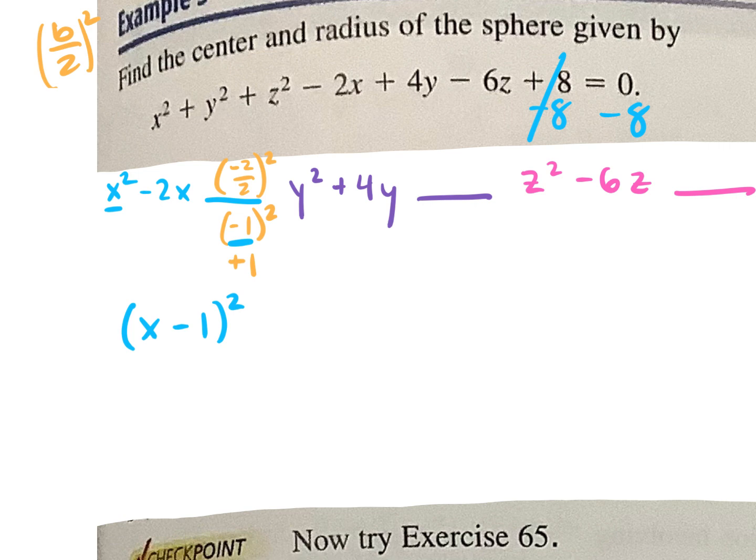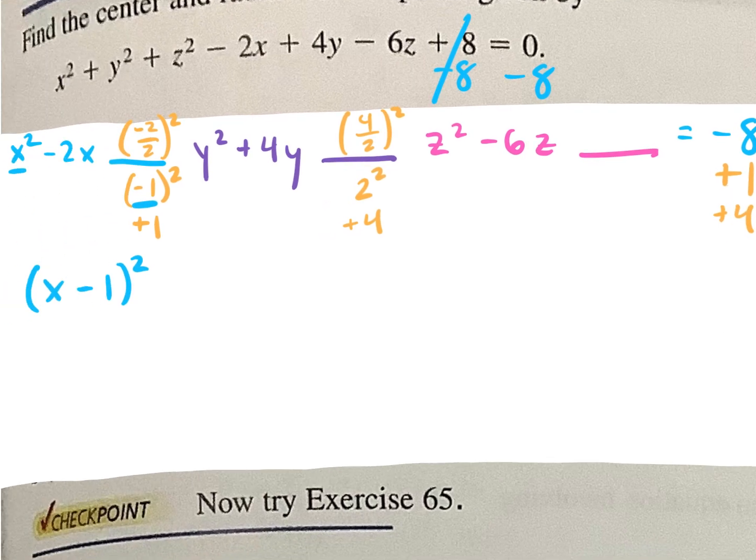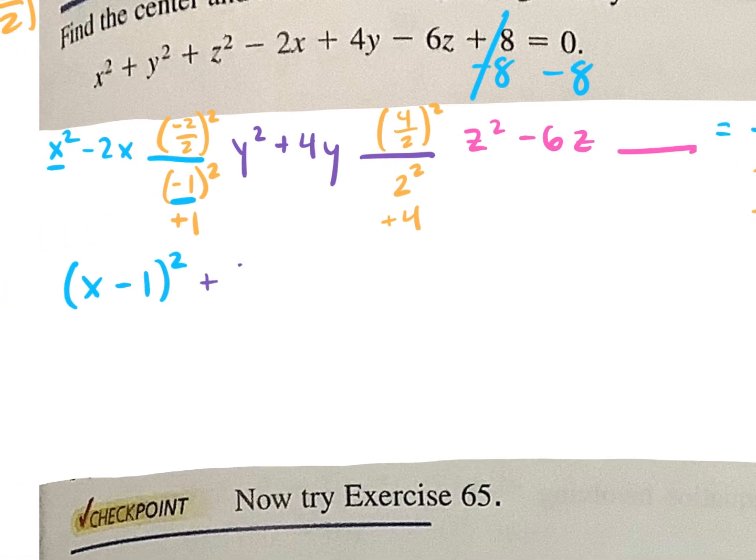Any questions on how we did that for the x? Ready for the y? So b over 2 squared, what's the b? So 4 over 2 squared, what's 4 over 2? And 2 squared? 4. So what would I have to do next? Add 4 to the other side. And what's going to go into the parentheses squared here? If we're adding 4 on this side, you also have to add it to the other side. So y plus 2. Perfect.